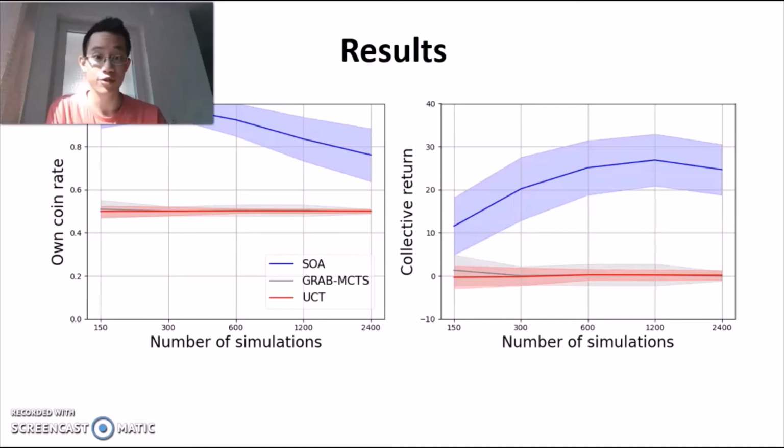This is also shown in their collective return, which is higher for SOA because an agent is less likely to be penalized because the other agent picked up their coin. Like the red agent is less likely to be penalized because the blue agent is less likely to pick up the red coin. So, that's why the collective return is higher.